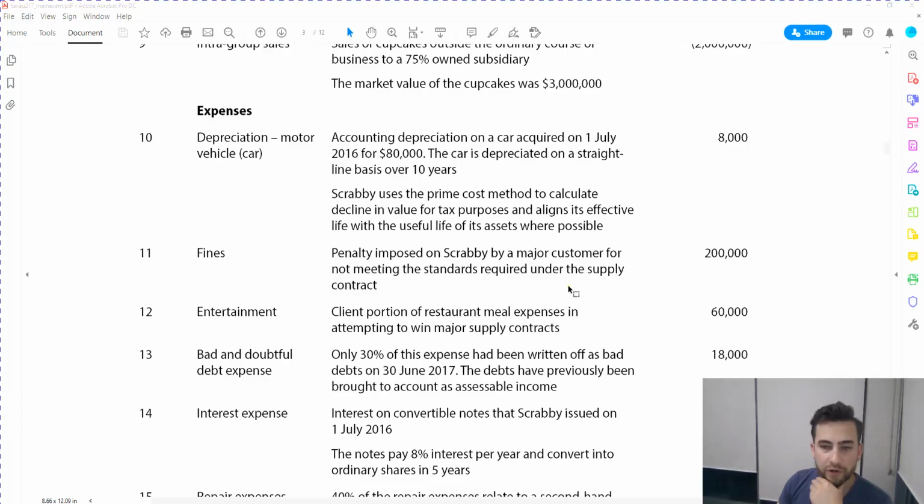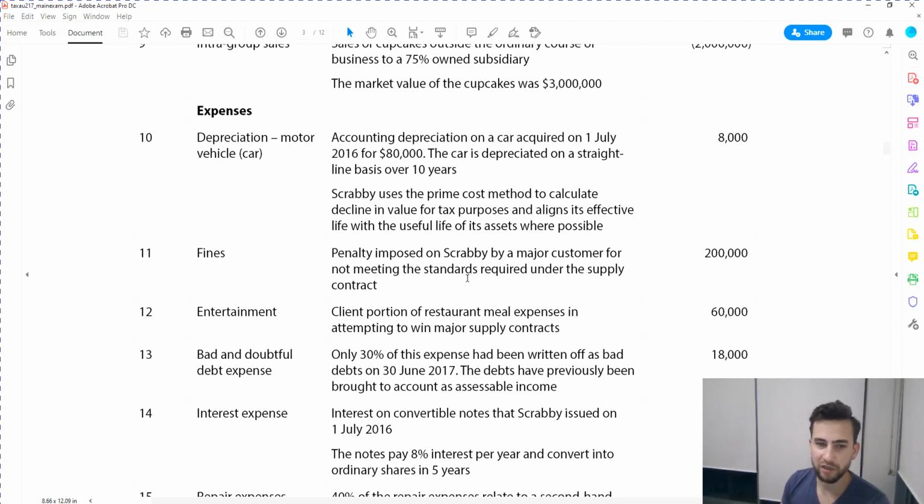That's the big question. No, and the reason is because in tax we always need to consider what it is in substance, not by title. By title, it says fines, okay? But in substance, what is it? It's not the government levying a penalty. It's not a government agency levying the penalty. What it is actually is a charge by a customer for not meeting the standards required under the supply contract. Really, it's a supply contract cost. It's not a fine in that sense.